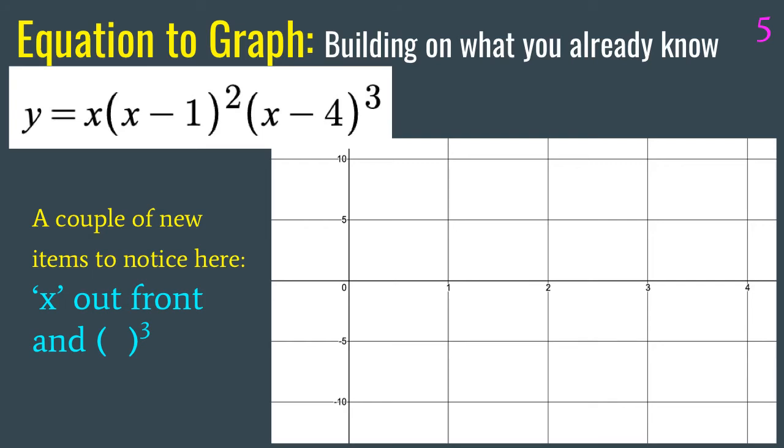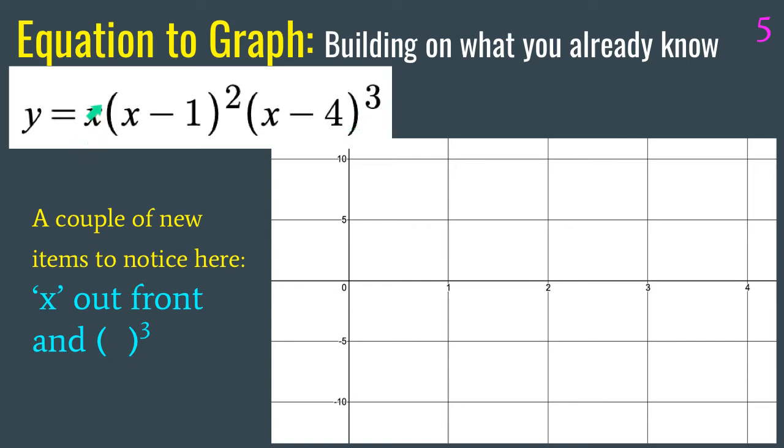All right, on this one, you should notice a couple of new items. Notice here, there's an x out front. That means that x right there, what is that going to do? And then this one has a factor that is cubed, which just means it's going to make a cubic at 4. Don't freak out by that.